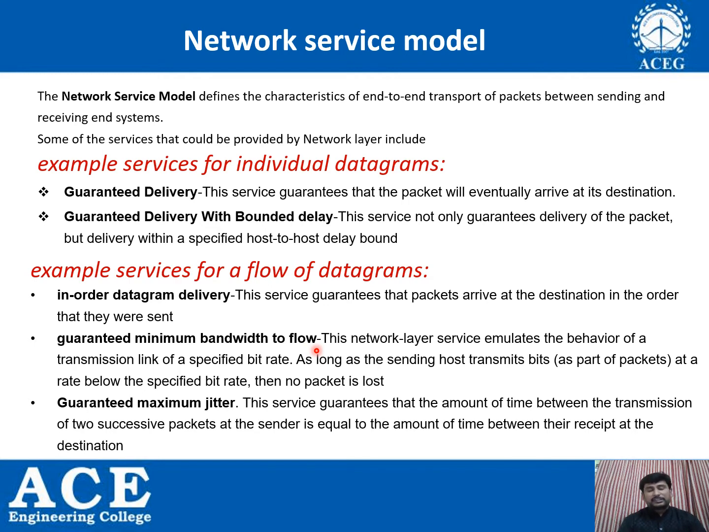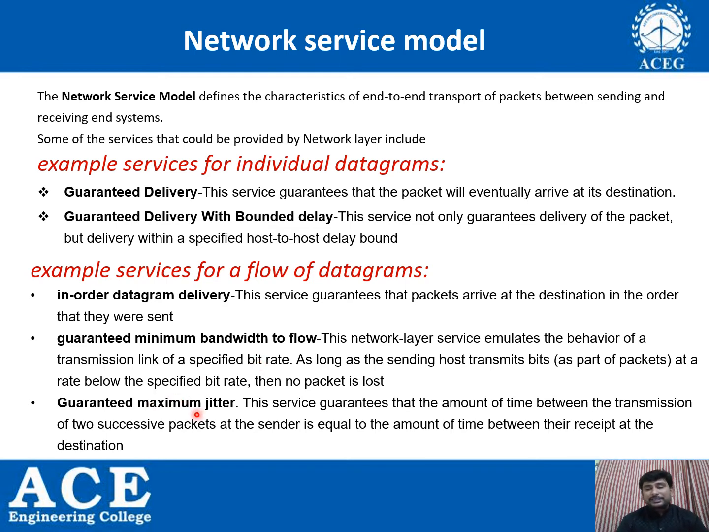The next type of service you can assume for a flow of datagrams is guaranteed minimum bandwidth flow. The scenario is, for instance, that the network layer service we have been using has a bandwidth of 1 Mbps. As long as the sending host transmits bits at a rate below the specified rate, so I said maximum 1 Mbps, if I am sending data at less than or equal to 1 Mbps, all the data will be transmitted successfully and there will be no loss of packets. But remember, this happens only when the rate of transmission is less than or equal to the maximum specified bit rate. That is called guaranteed minimum bandwidth flow. But if I say I want 1 Mbps and I send 2 Mbps of data, I will definitely lose a large amount of data. So it should be bounded to less than what I have specified.